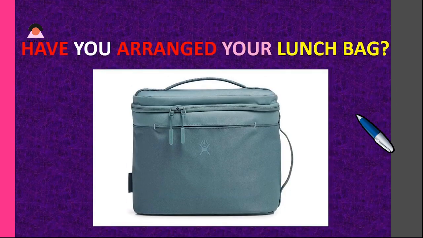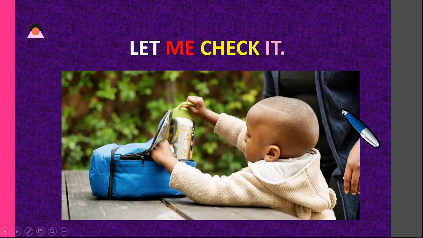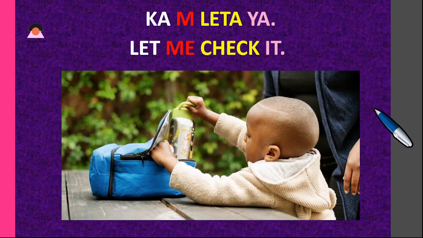Let's move on. Have you arranged your lunch bag? Asked the mother. What is that in Igbo? Idozigo akpa nri gị. From the color, you can see that akpa nri is lunch bag. Idozie or idozigo is have you arranged? And the child says, let me check it. What is that in Igbo? Kam leta ya. Please match the colors with the words. Kam leta ya. Let me check it.